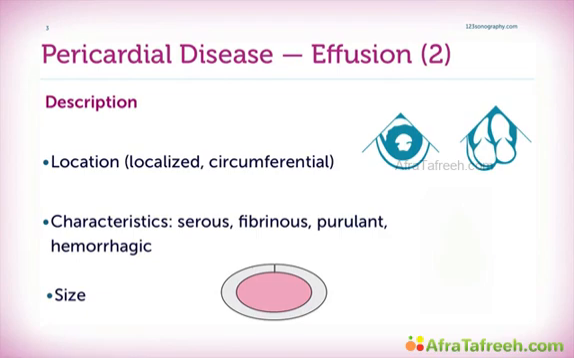Furthermore, you will describe the characteristics of the fluid inside. Is it clear, in other words, serous, or is it fibrinous, purulent, or hemorrhagic? Furthermore, you will quantify the size of the pericardial effusion using 2D echo, but also using measurements. Remember to always compare the pericardial effusion with previous studies.